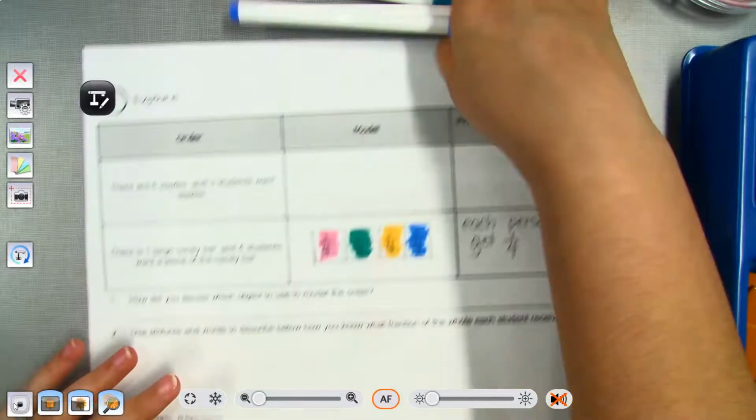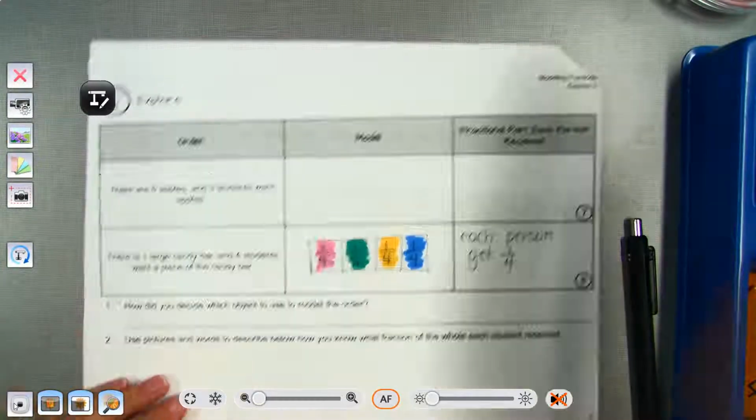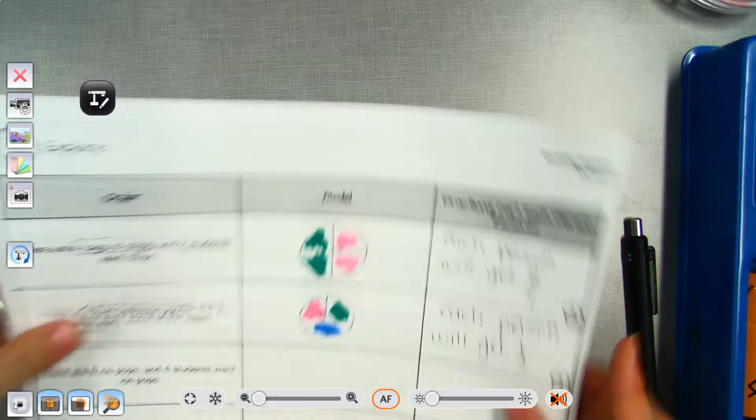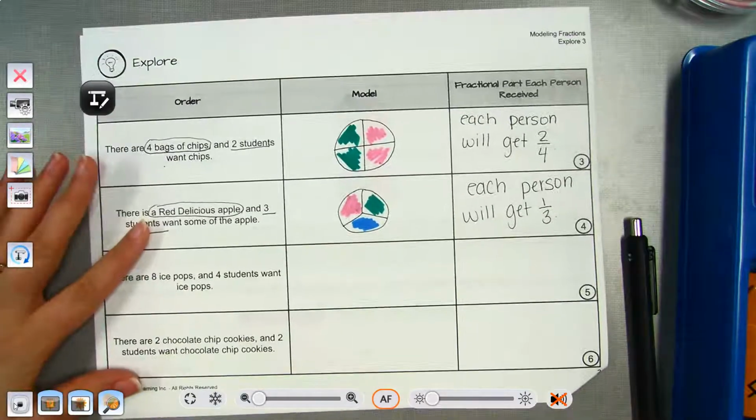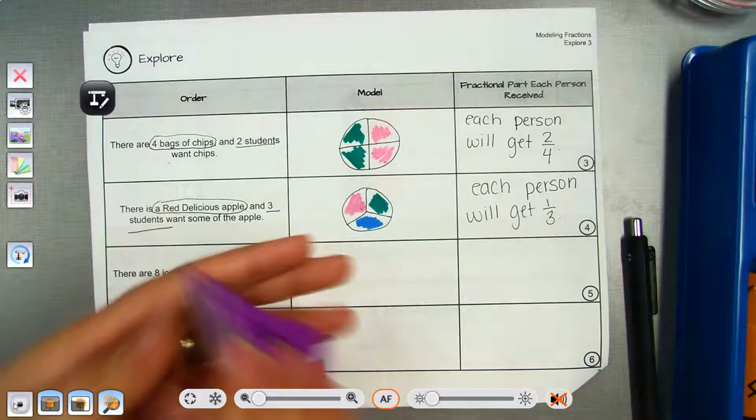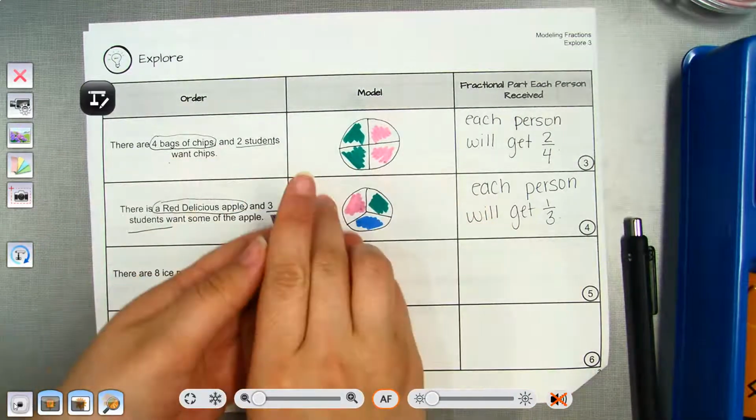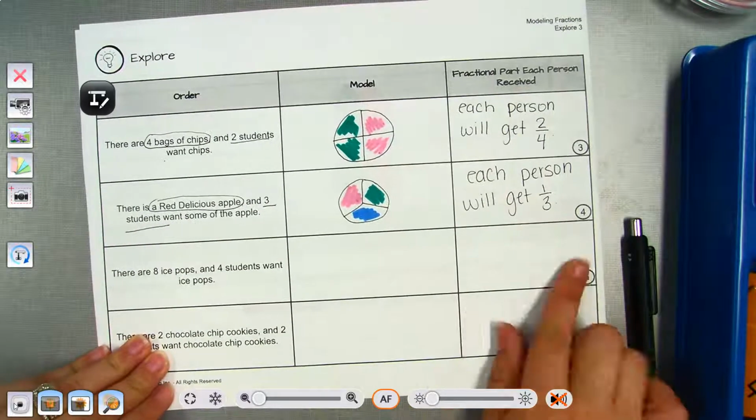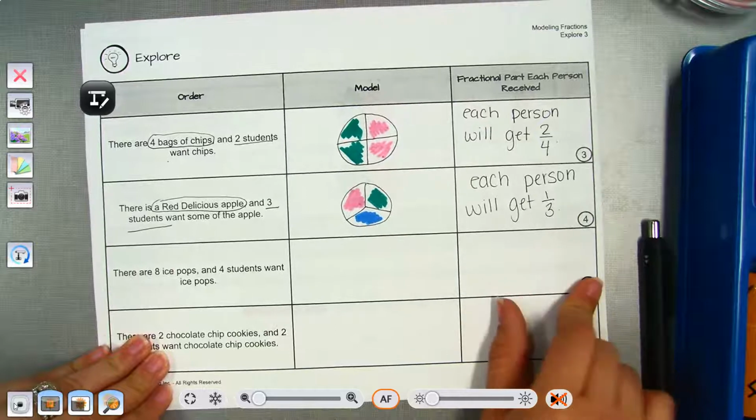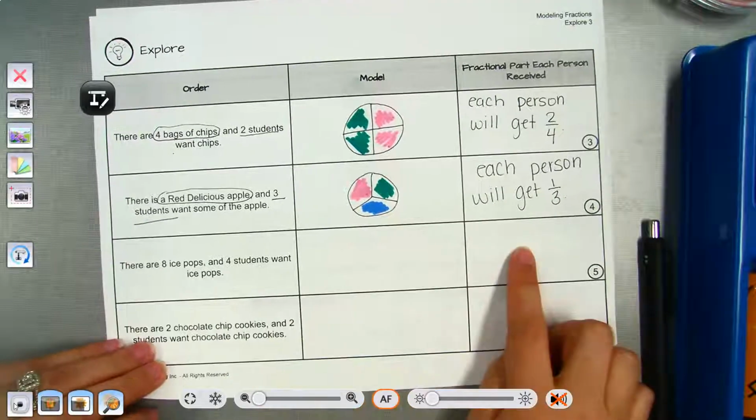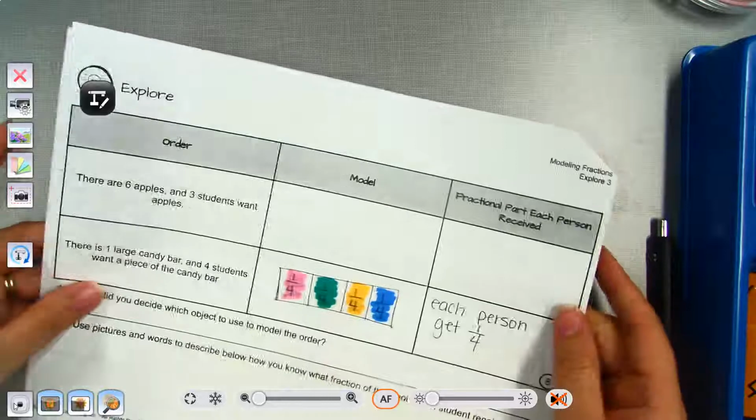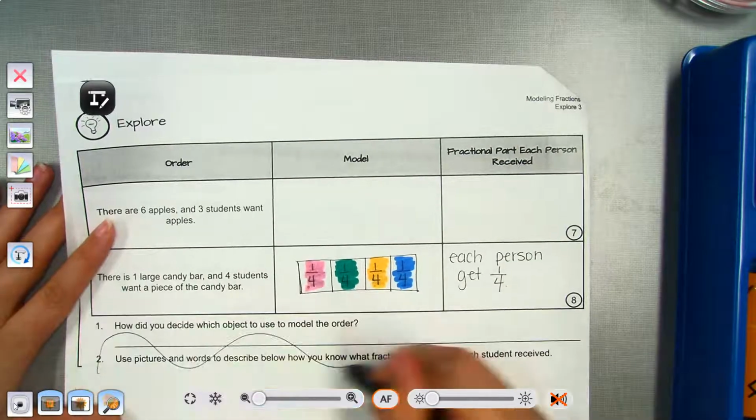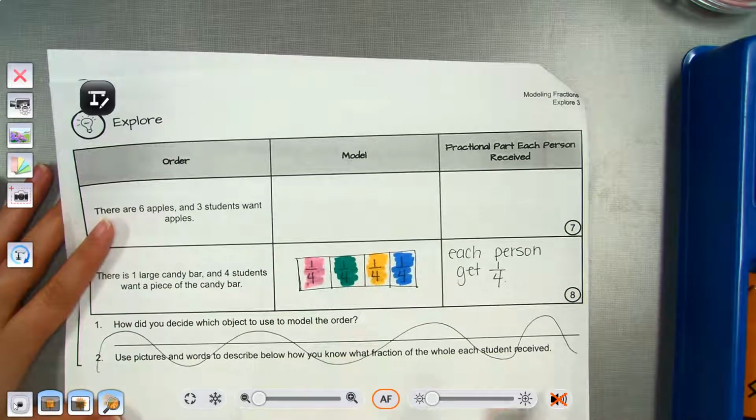Okay, so I want you to try on your own now. You can use your fraction circles. Like this one says 8, so I'm going to get my 8s out, and then divide it up into the number of students who are going to eat it. Draw your picture and then tell me in words, each person will get blank. You have 1, 5, 6, and 7 to do. Don't worry about these at the bottom. Okay, all right, guys.